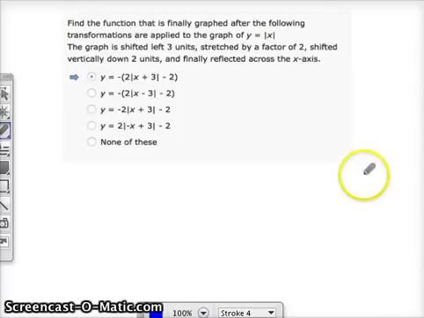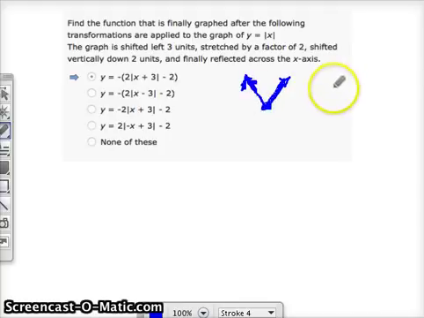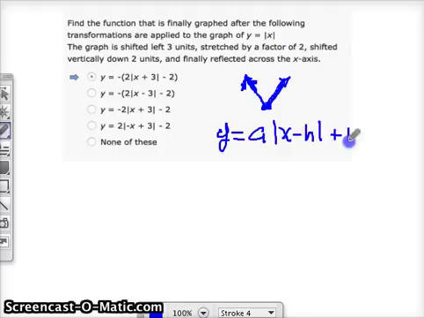All right, now here's a question. Find the function that's finally graphed after the following transformations are applied to the graph of blah. Okay, so we're going to take this basic V function, the absolute value function. We're going to do the following to it. Now, before we say anything, we're going to just put my little form here to help us.